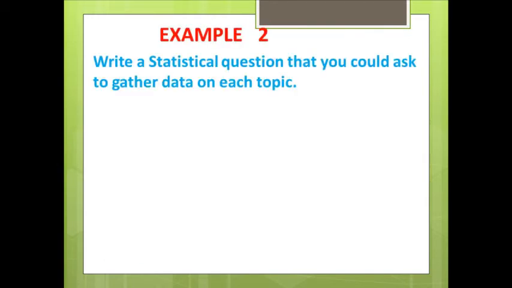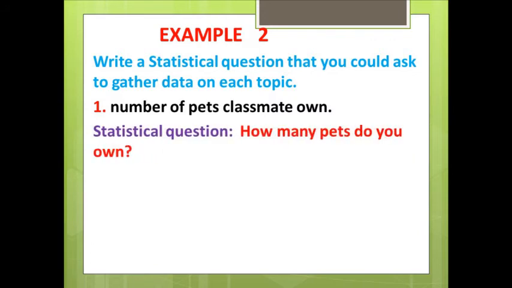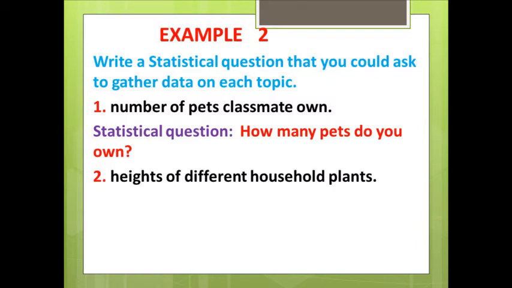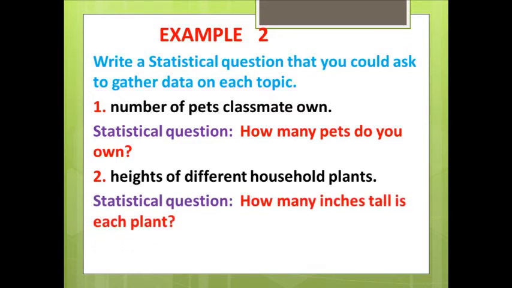Example number 2. In our example, we are going to write a statistical question that you could ask to gather data on each topic. Question number 1. Number of pets classmates own. In this, you can have a question like this. How many pets do you own? And with that you can get the number of pets each person owns. In question number 2, heights of the different household plants. You can form a question like this. How many inches tall is each plant?